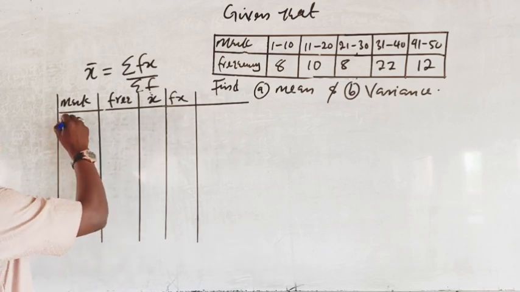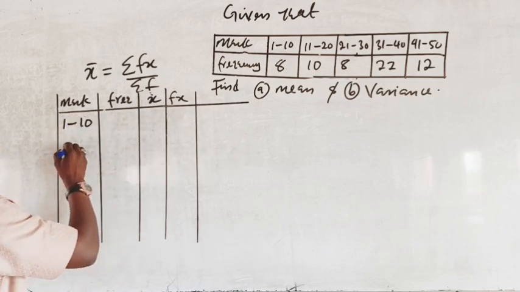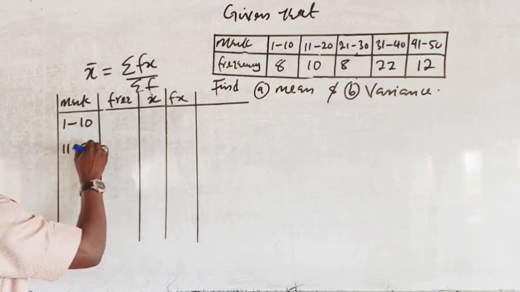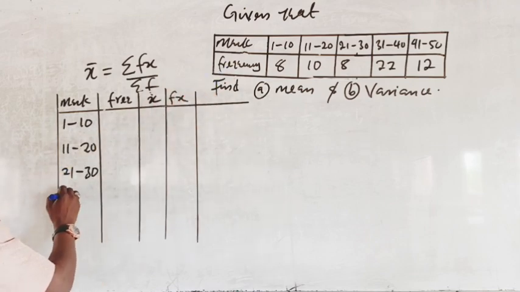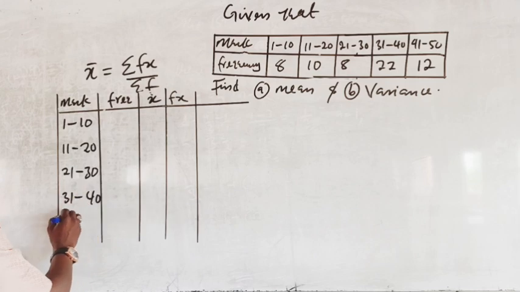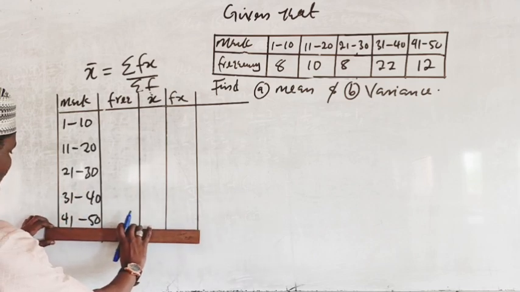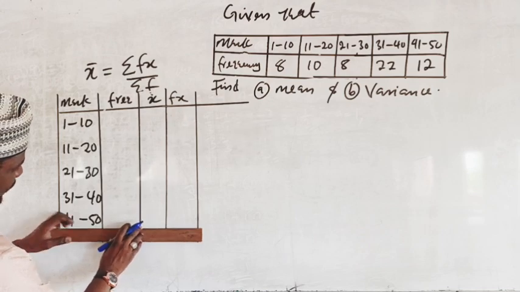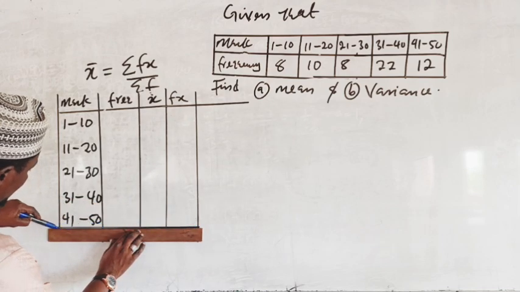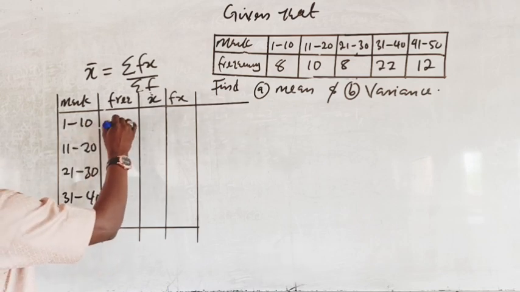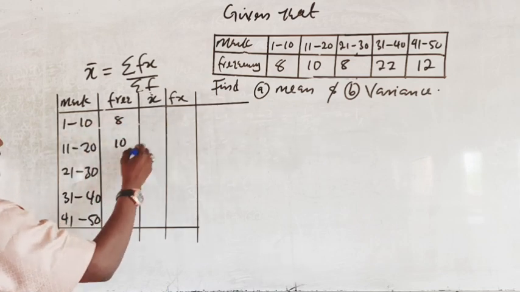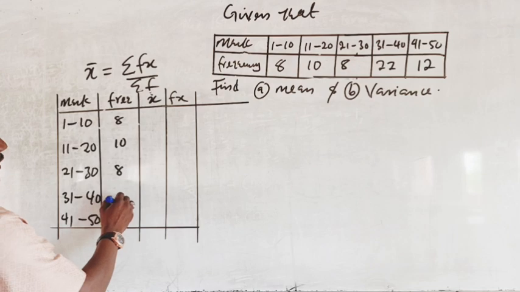Now the class intervals are 1 to 10, then 11 to 20 as given in the table, 21 to 30, 31 to 40, then 41 to 50. After having this, we take our frequencies: this class has 8, this class has 10, this class has another 8, this one is 22, and this one is 12.